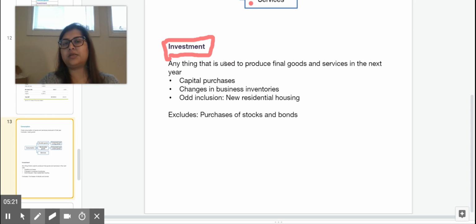When we use the term investment, we think of taking our savings and buying some stocks and bonds, etc. That is financial investment. This is not it. This is when a business buys final goods and services to produce even more goods and services in the future. So when you want to set up a restaurant, say you want to make gourmet pizza, you want to import a really expensive $8,000 oven from Italy.